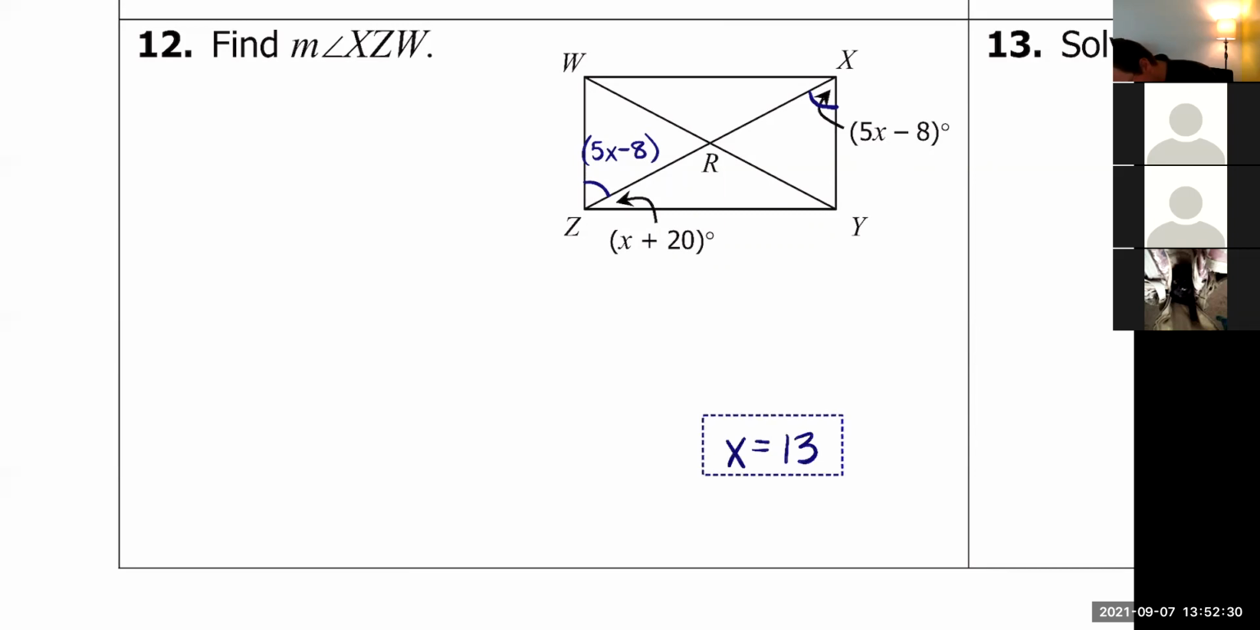But be mindful of what it's asking you to search for. You're looking for the angle XZW, which with a little bit of work you should get is 57 degrees.